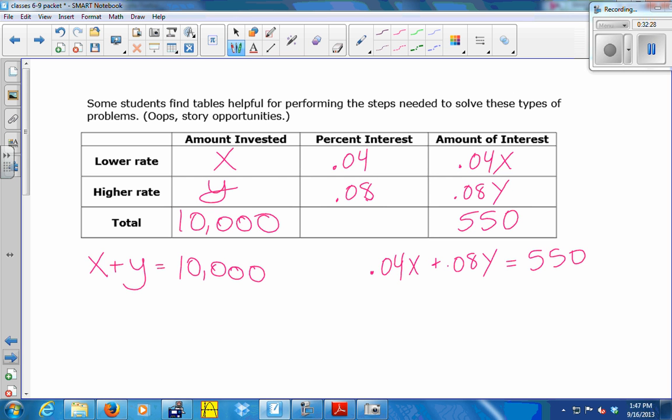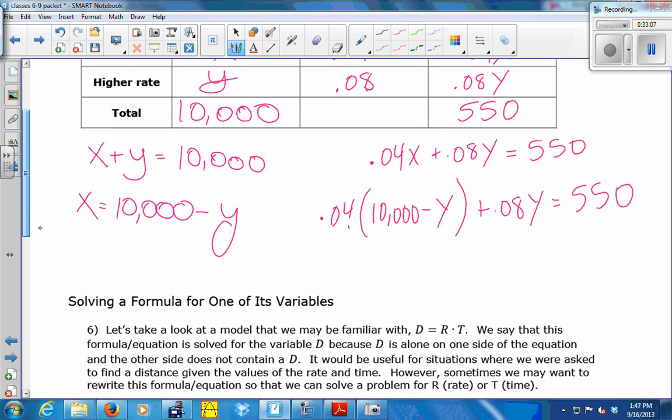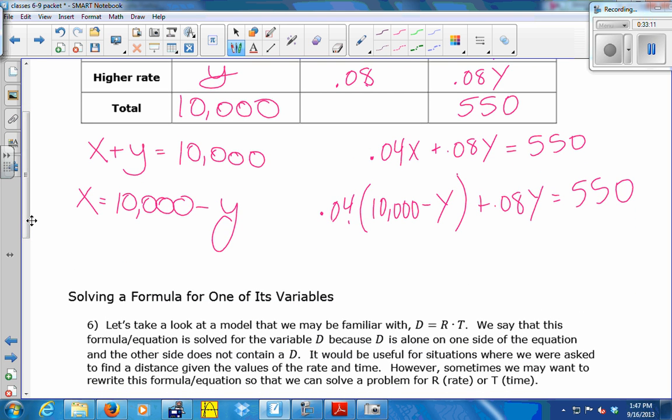For this particular problem, I like substitution because it's really easy to solve for x or y. You just move one of them to the other side. So let's say x is 10,000 minus y, right? And then substitute over here. Wherever I see an x, I'm going to replace it with 10,000 minus y. So I have 0.04, and instead of times x, replace it with what x is equal to, 10,000 minus y, plus 0.08y equals 550. So now we just have one equation with one unknown, and we've just solved it.